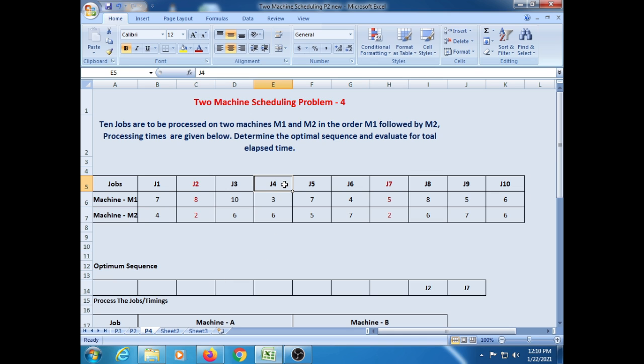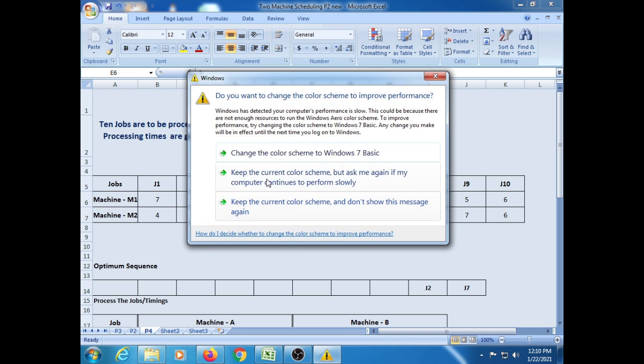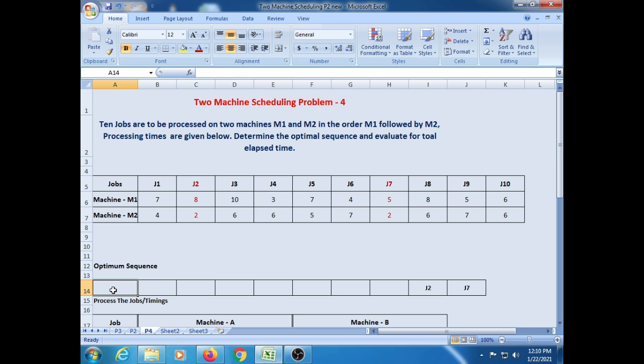So we have to place the job 4 in the optimum sequence. For that, the 3 is the present lowest processing value. This 3 is relating to the machine 1. So where we have to place the job 4? Here we have to place the job 4 from left to right in the optimum sequence.